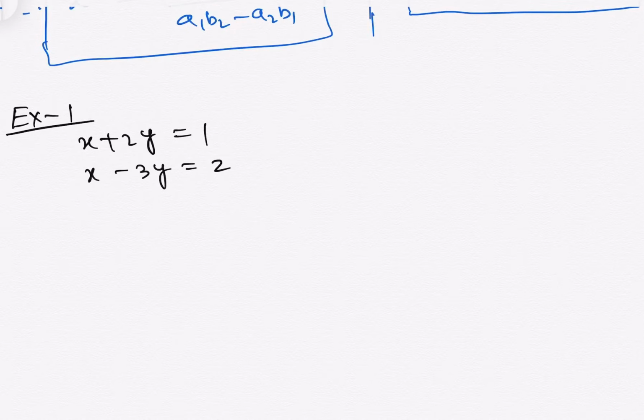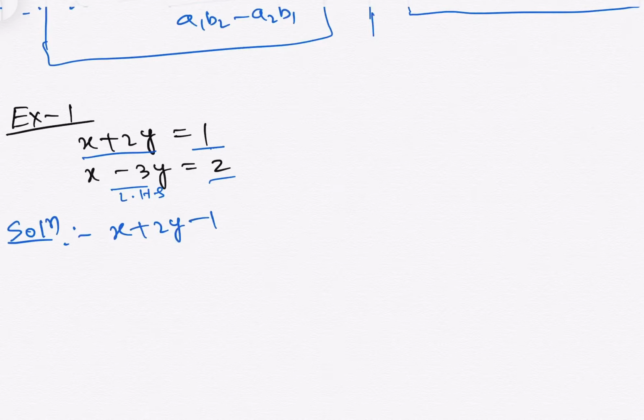First step, our solution. First, this is the variable part, this is the constant part. So first you transfer the constant part, all the constant part, to one side, which is the LHS part. So this is the rule. First you transfer everything to one side, after that you calculate. So first we transfer here: x plus 2y minus 1 equals 0.